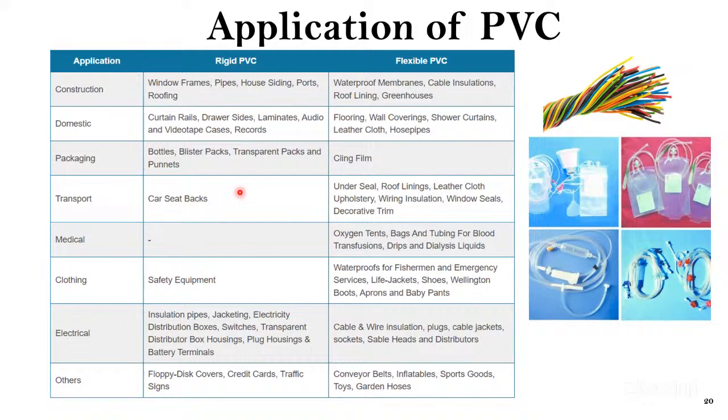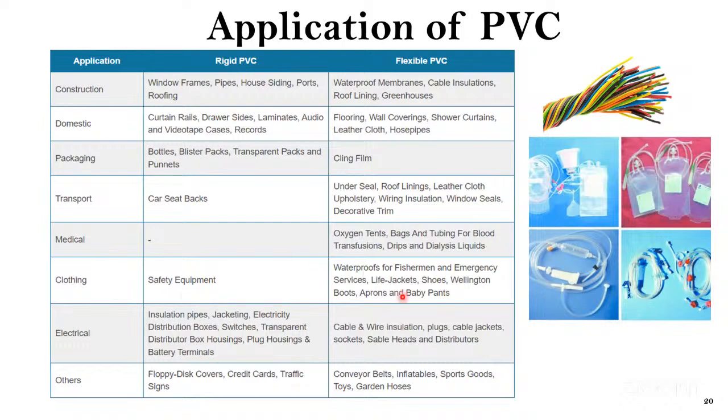In medical, rigid PVC does not have that much impact. But if you talk about flexible PVC, it is quite high: oxygen tanks, bags and tubing for blood transfusion. If you see this blood packaging or these transfusion tubes, they are all made up of flexible PVC. Why? Because they have very proper barrier application. Due to the proper barrier application, they can be used for blood transfusion or the blood banks.